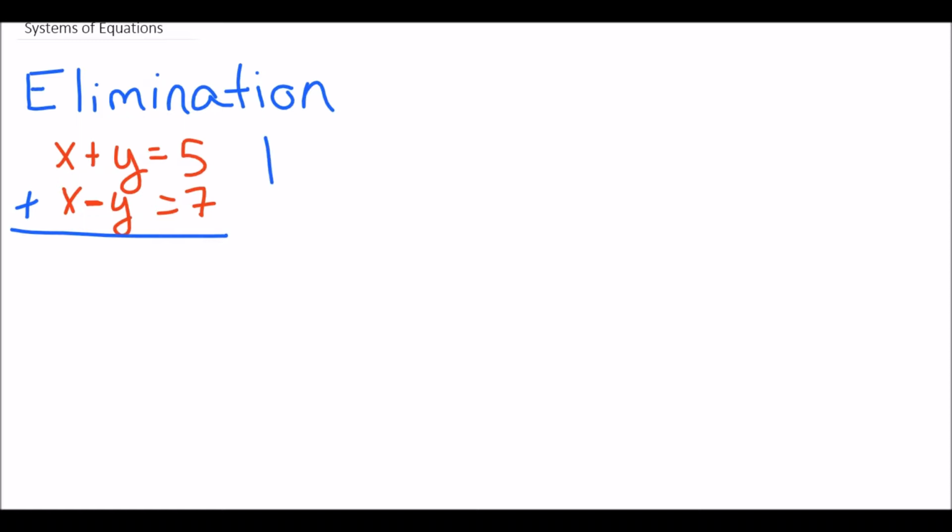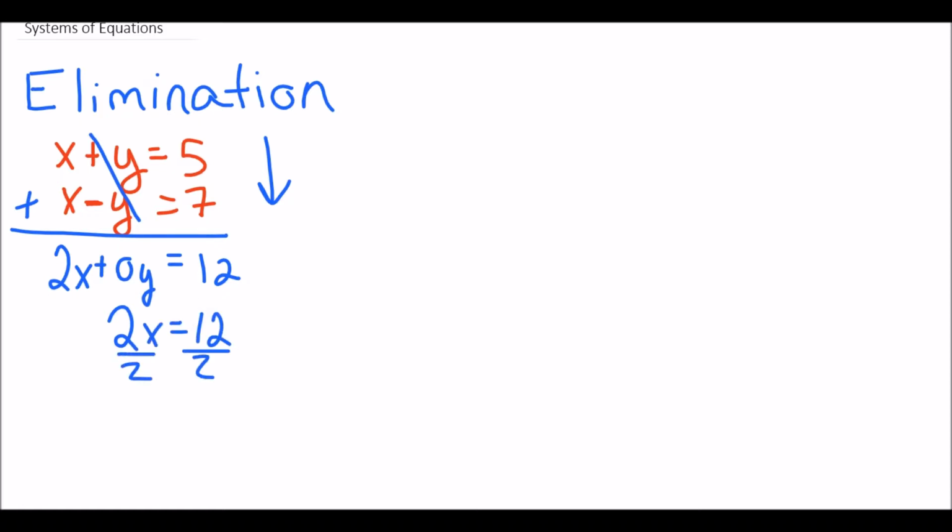So all you do is add straight down, just like you would normally add numbers. So 5 plus 7 equals 12. You just bring the equal sign down. And then plus y minus y goes away, so that's left with 0y. And then x plus x is 2x. From there, you just simplify the equation. 2x equals 12, and then you divide both sides by 2 to solve for x, and you get x equals 6.